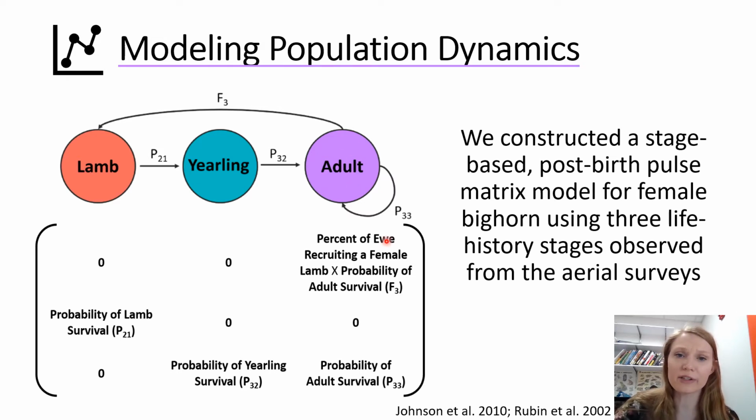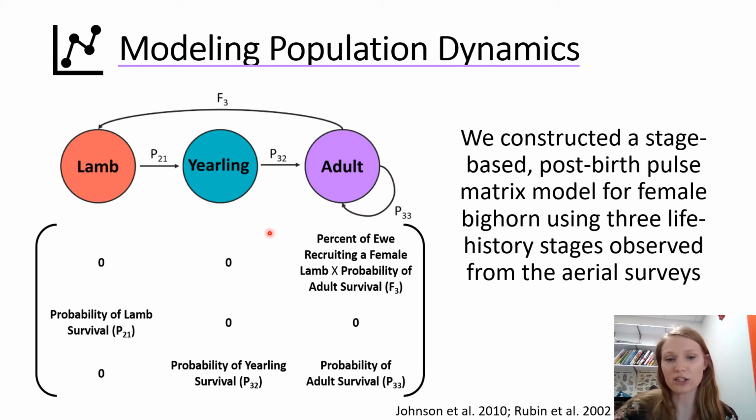And our model was pretty similar to the model used by Heather Johnson to model population dynamics of the endangered Sierra Nevada bighorn. And others, like Esther Rubin, have used more complex matrices that break up the adult life stage into multiple age classes with different reproductive capacities and survival rates. Although these complex models certainly offer a more precise tool for understanding population growth and persistence, many of these age classes are difficult to distinguish during aerial surveys and therefore may not be particularly useful to managers attempting to understand bighorn population dynamics.